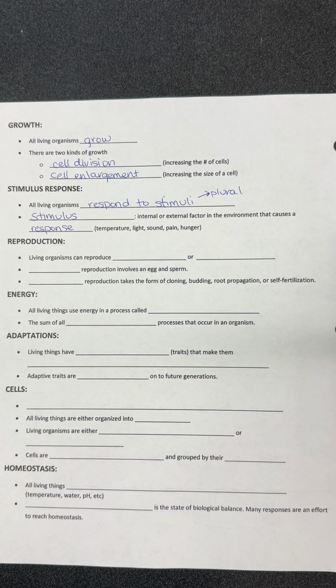Hunger, another way that we respond to a stimulus for humans: our tummies growl. So if your tummy is growling now, that is your body's way of responding to that stimulus, and you need to eat something. Just don't do it in class because we're not supposed to eat in class. So make sure you eat on your way to the next class.